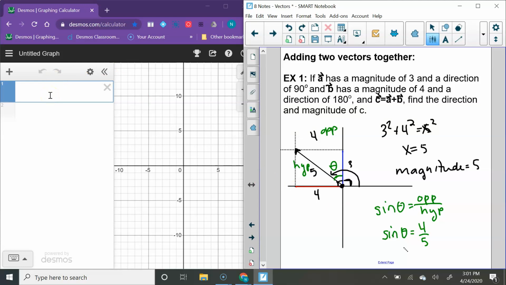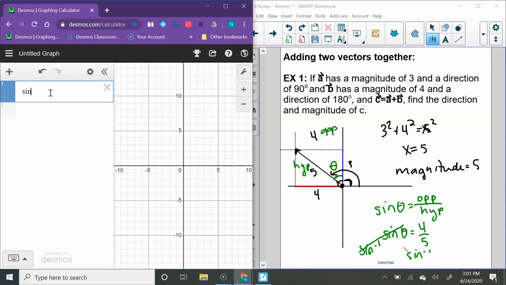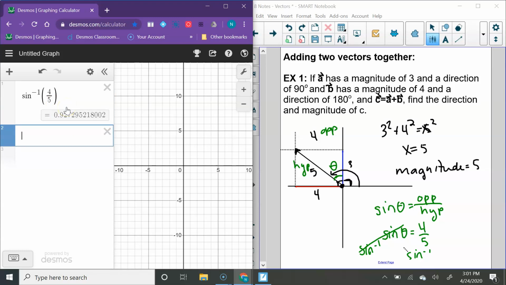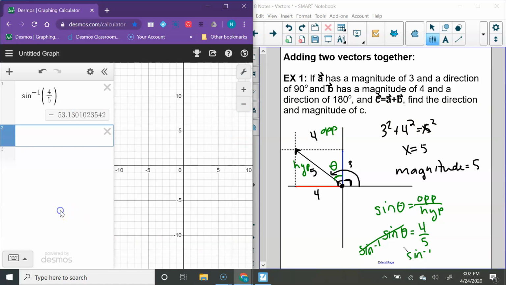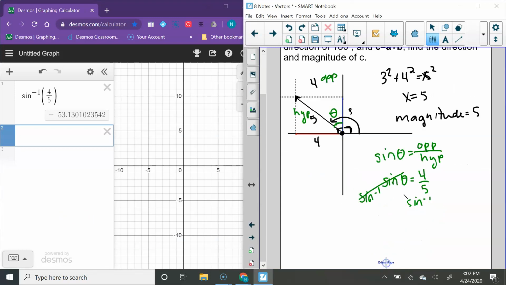Sine inverse is the function that gets rid of sine. So over here it just cancels it. And sine inverse over here. So in Desmos, you can just type it in, sine to the -1 of 4 over 5, like that. And I think we are in radian. Desmos defaults to radian, so let's go to degrees here, and we get 53.130.